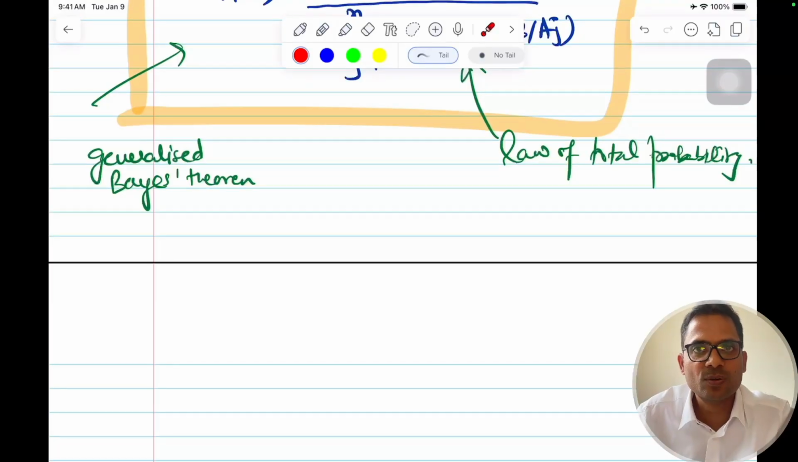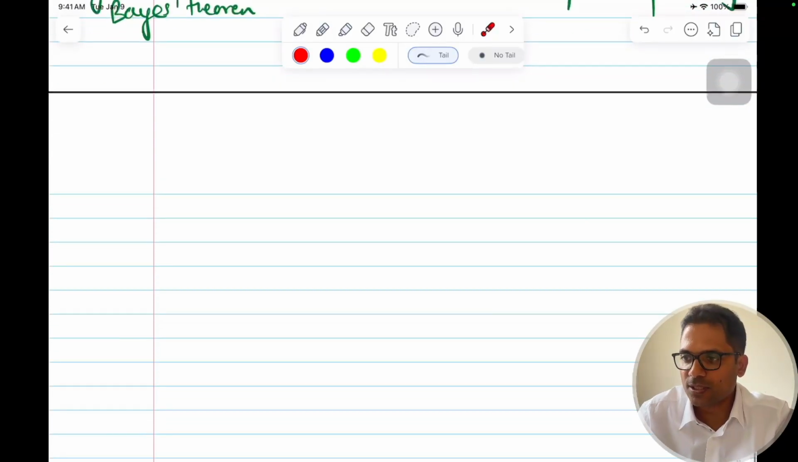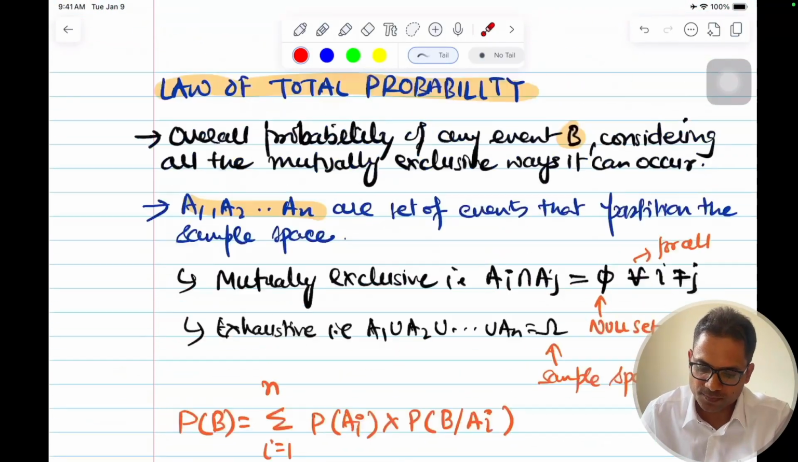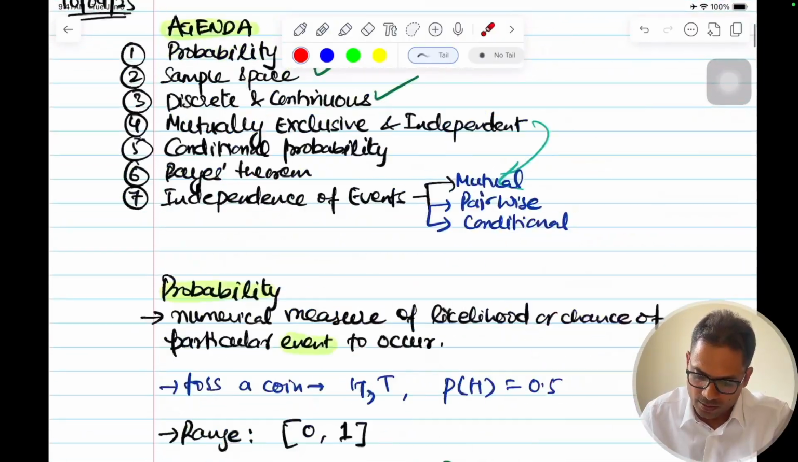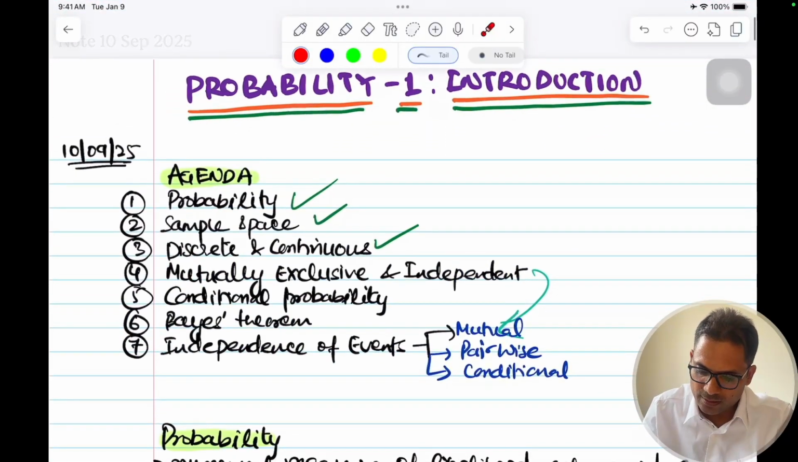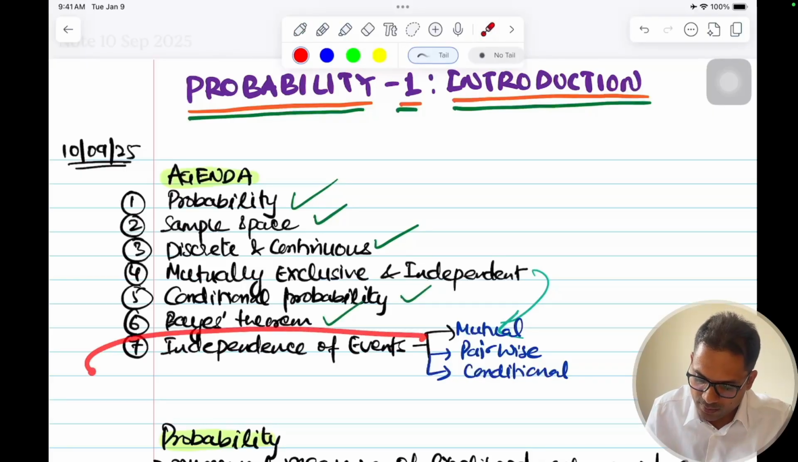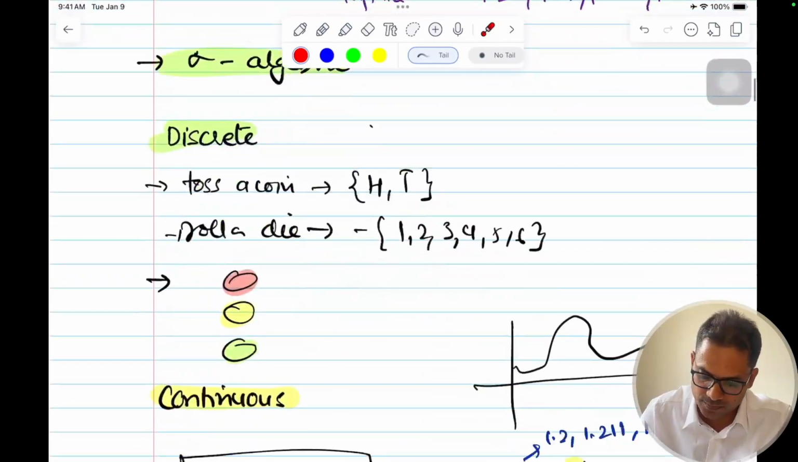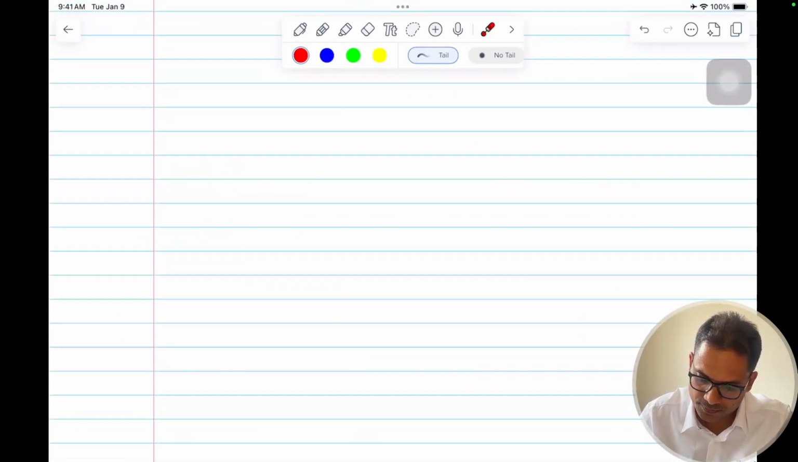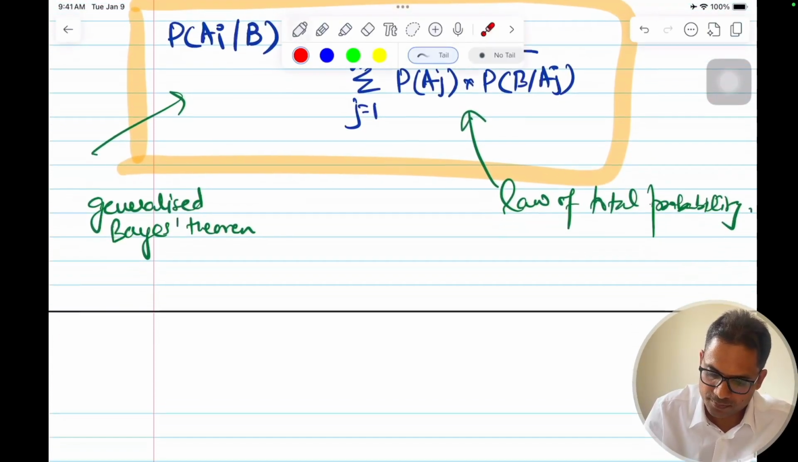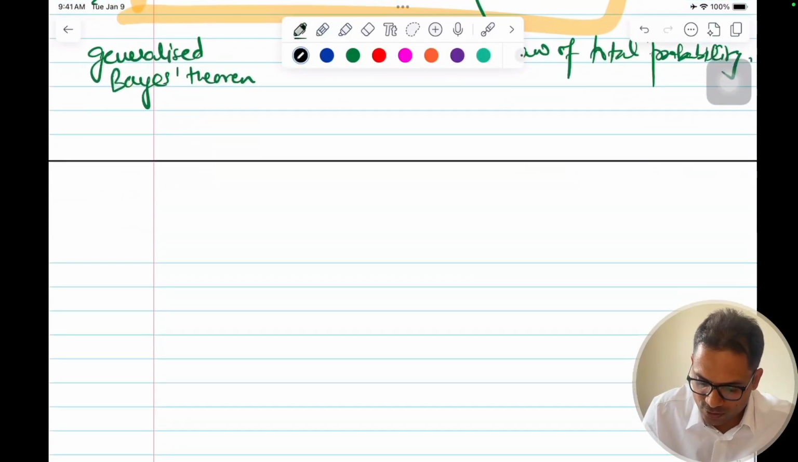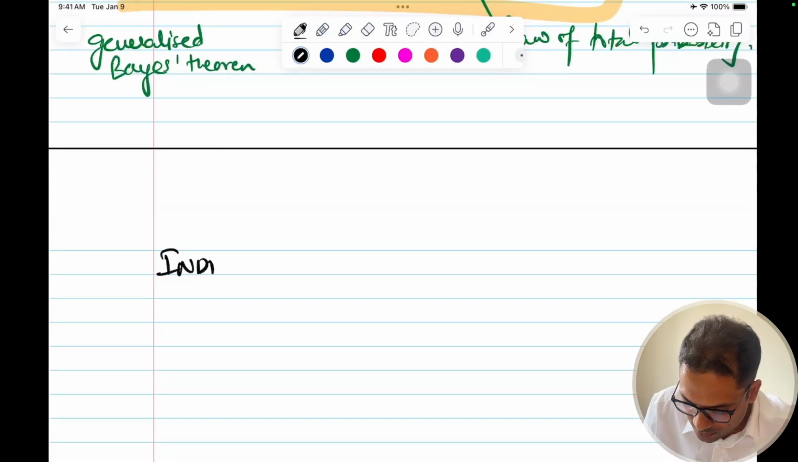Now let's move to the next topic. What is our next topic? That is the last topic. We are done till here. Conditional probability is done, and now we'll discuss independence of events. So the next topic is independence of events.